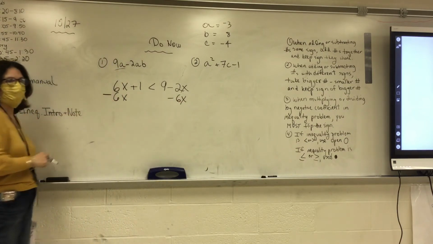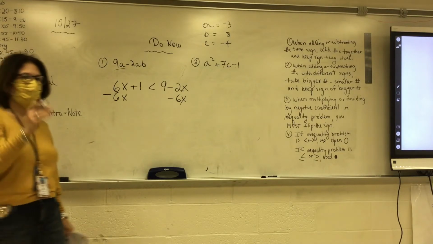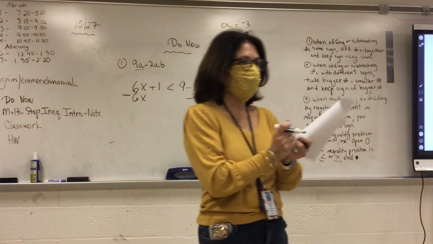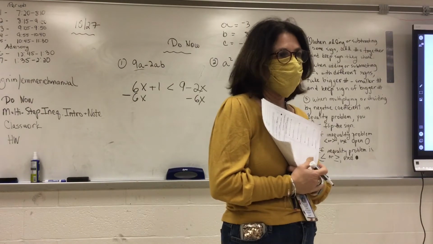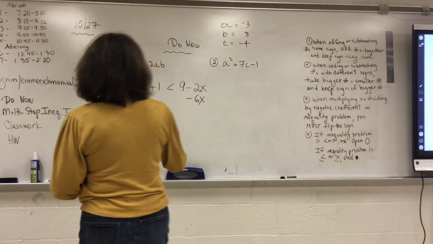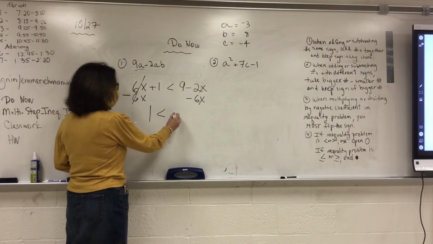What is 6x minus 6x? What if you were holding 6 x-rays in your hand and you dropped 6 x-rays? How many would you have left in your hand? 0. Correct, they cancel out. That leaves me with 1 is less than 9.